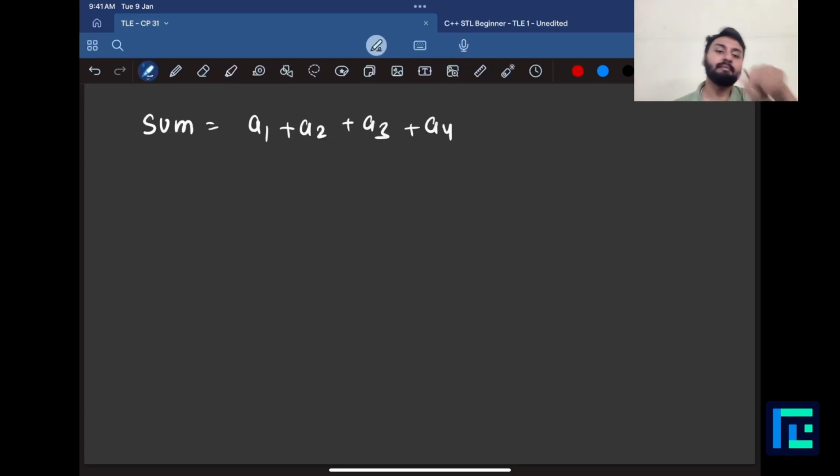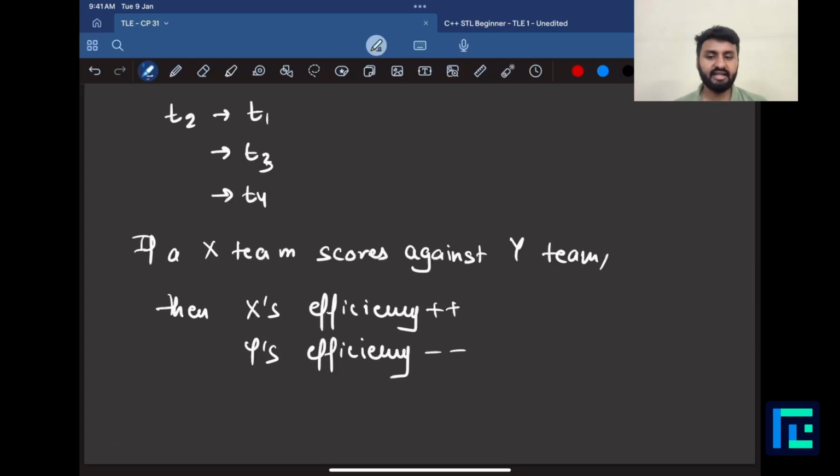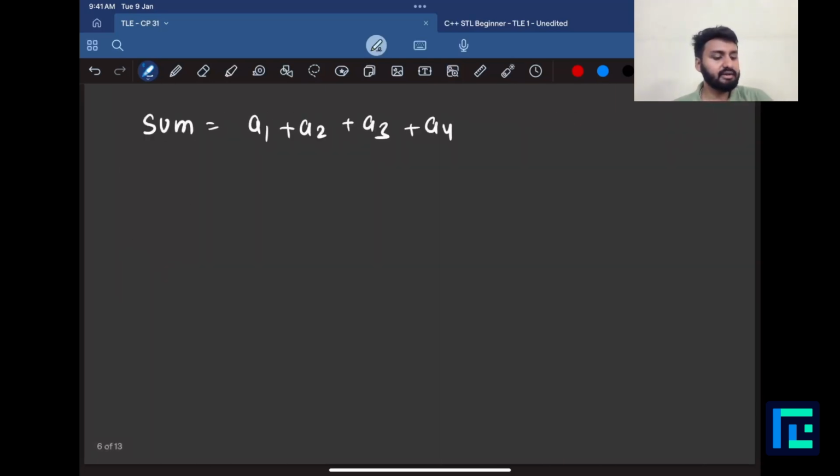Now, how does this sum get affected when we come to the same analogy? If some team X scores, then the efficiency of X's team gets added by 1, but simultaneously Y's team gets subtracted by 1. So if some score happens in any match between any teams, what will happen? Say two random teams were fighting and one score happened by some team X, then A1 will go up by 1, but will not some other team's efficiency go down by 1?